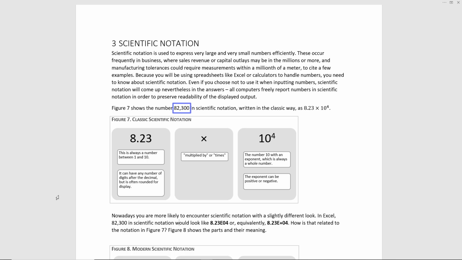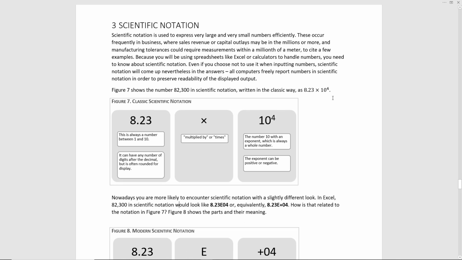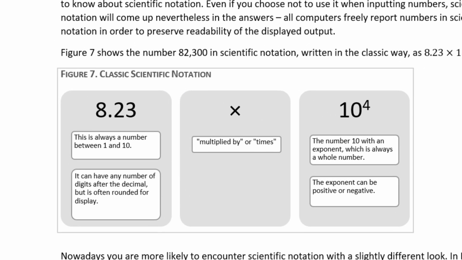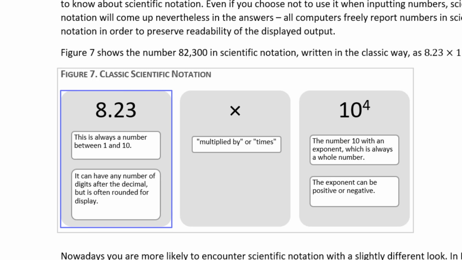So figure 7 shows the number 82,300 in scientific notation, written in the classical way, which is 8.23 times 10 to the fourth. Now figure 7 splits this notation into three parts. The first part, starting with the left, is always going to be a number between 1 and 10. Technically between 1 and 9.99999 decimal repeating. Once you get to 10, you would move the decimal place over one more.